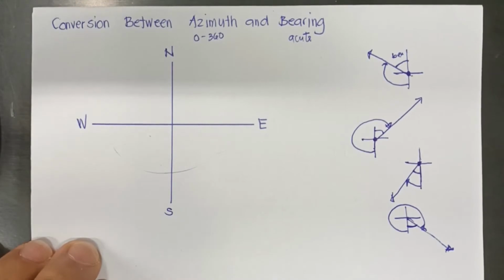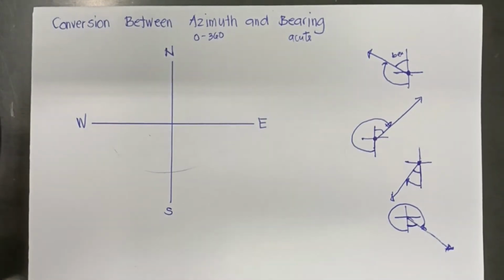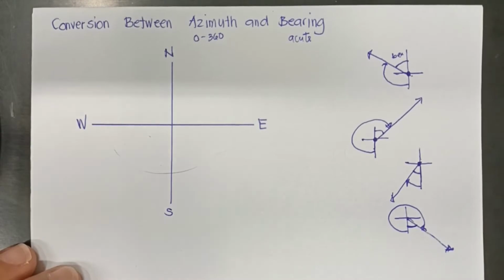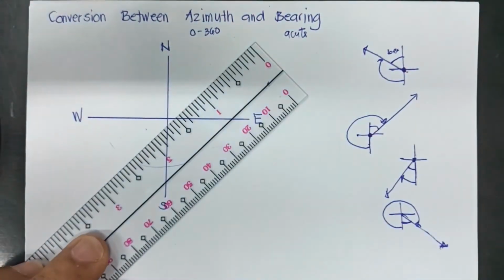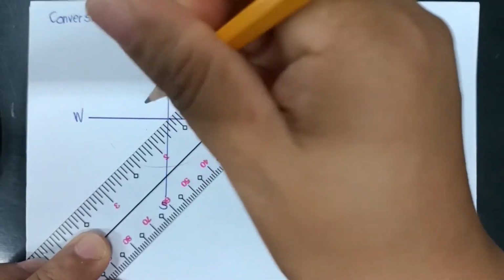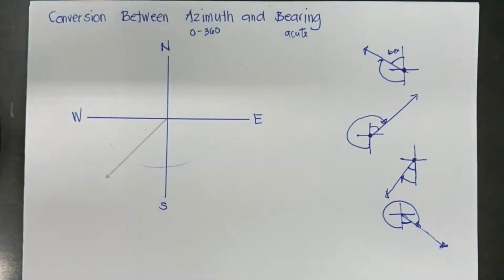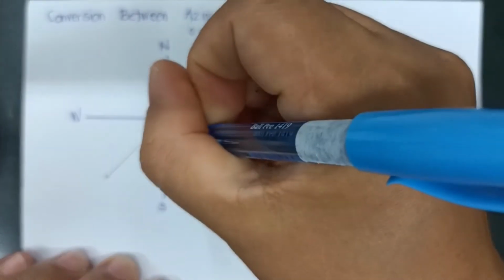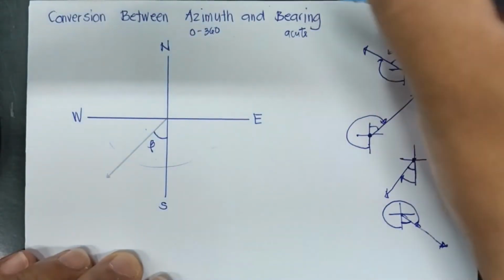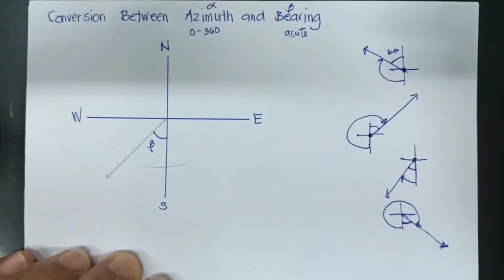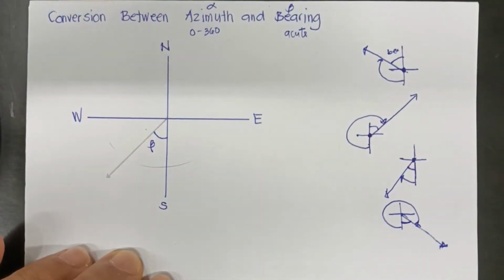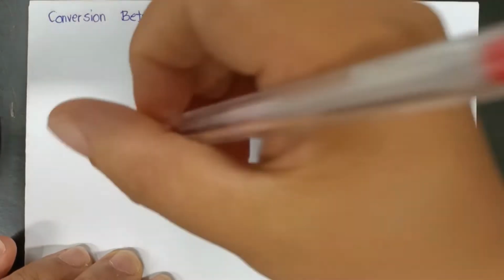So let me draw a line, a line in a different direction. For example, I have a line in the southwest direction. So this is going to be the bearing. Let me indicate that B is bearing and alpha is the azimuth. And of course, this is the azimuth.